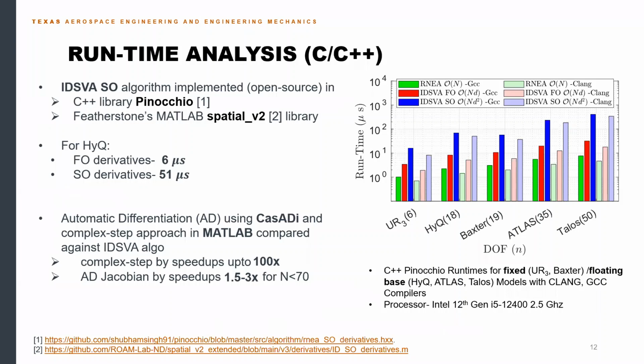For accuracy and runtime check, we implement the algorithm in C++ library Pinocchio and in Featherstone's Spatial v2. Here we provide some runtime values in microseconds. We use two compilers, GCC and Clang, denoted by dark and light colors. Green bars represent the runtime for RNEA. Red bars represent the inverse dynamics first order algorithm, while the blue bar represents the new second order algorithm developed in this work. For an 18-DOF HyQ, these numbers for first order and second order are 6 and 51 microseconds respectively.